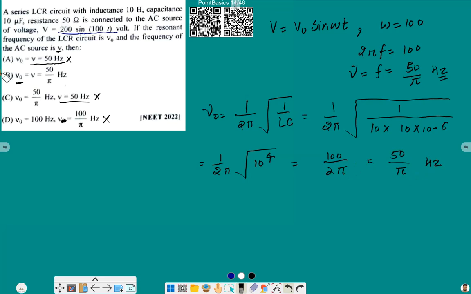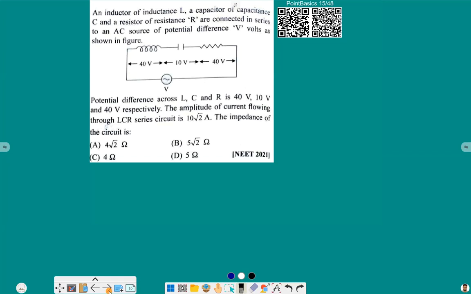So both frequencies are equal. Option B will be the right answer here. Let's move to the next one.